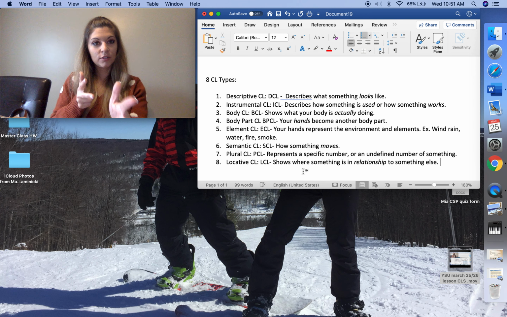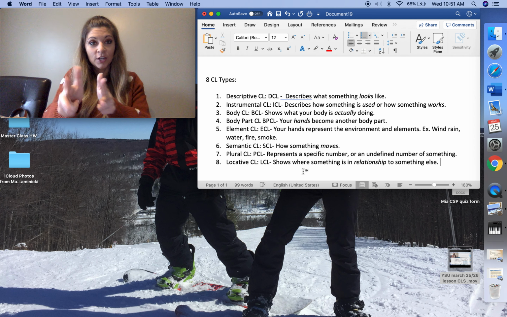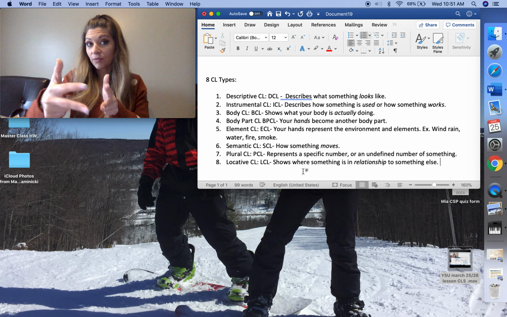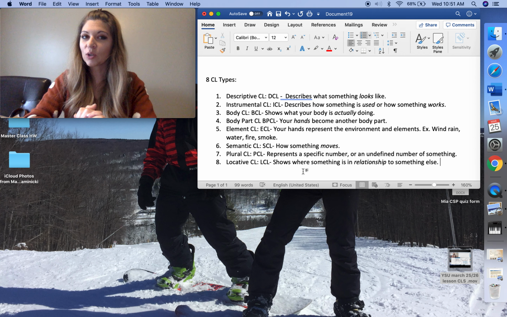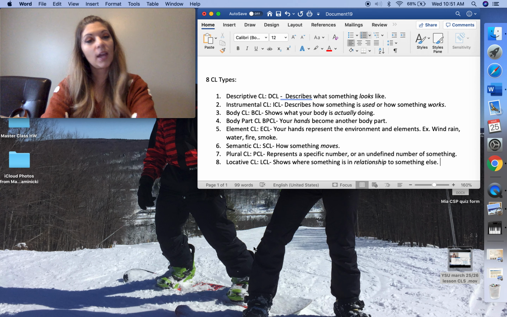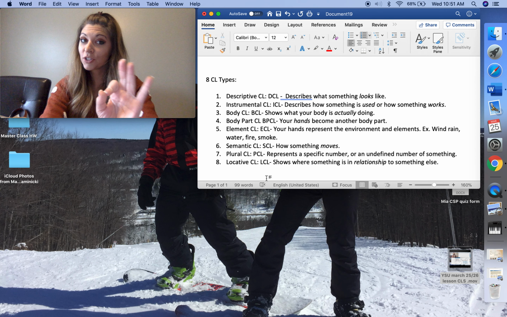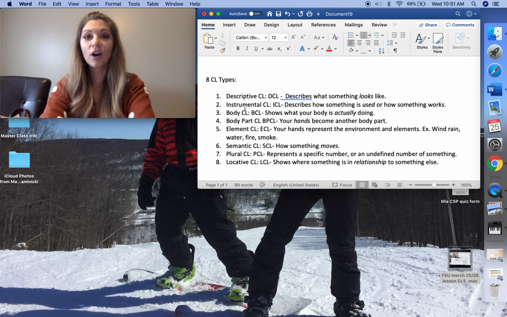But if there's 2 cars, this one's bumping, or maybe it's got like a flat tire, so now I have a plural and a semantic classifier and locative classifier. So you see how they build and stack, which is really, really cool. And I want you to appreciate it just as much as I do, because it is awesome.